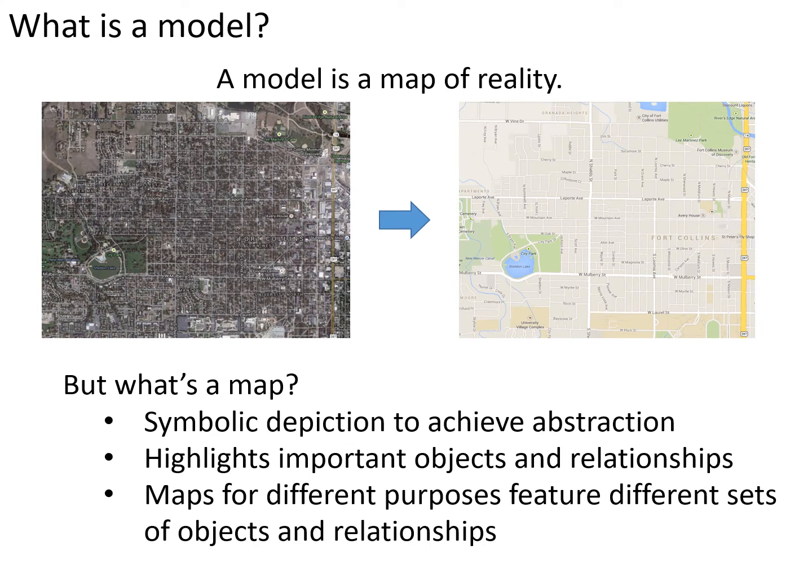People say that models are a map of reality, but what is a map? A map is a symbolic depiction to achieve abstraction. So it highlights important objects and relationships. And maps for different purposes feature different sets of objects and relationships. So really a map is a subtype of model rather than a model sort of being equivalent to a map.